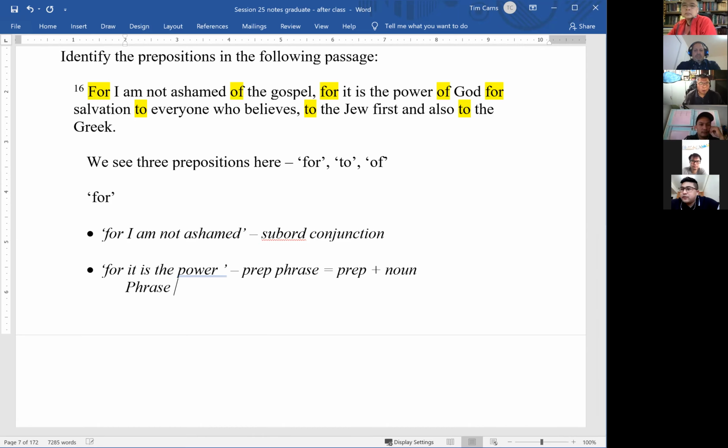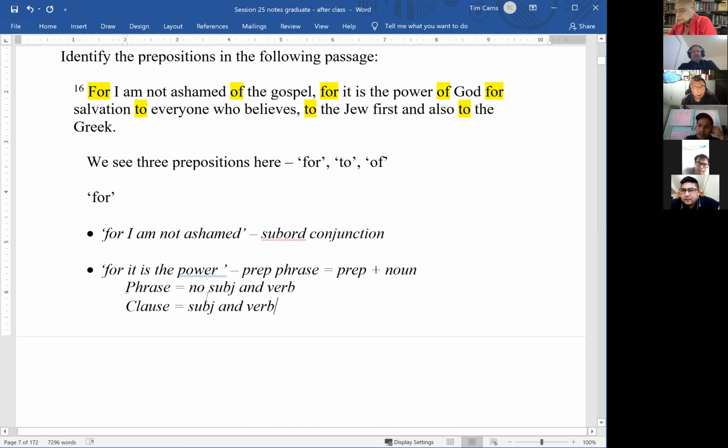Remember, a clause has a subject and a verb. It is: subject, verb. It's a clause, Pastor. Sorry. Yeah, it has no, a clause has a subject and a verb. So for here, if it's followed by a clause, you remember it must be functioning like a conjunction, not a prepositional phrase.